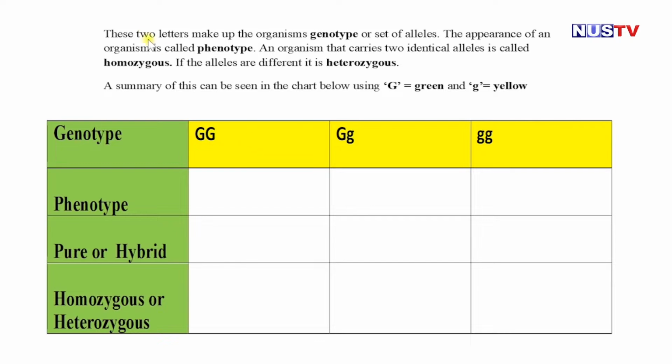Here we go. These two letters make up the organism's genotype, or a set of alleles. This is the meaning of genotype, set of alleles. Here, these are the alleles, 2 letters representing each parent, one from the mother and one from the father. The appearance of an organism is called phenotype. A phenotype is the physical characteristics of a living thing, features of a living thing, what you can describe of a living thing.